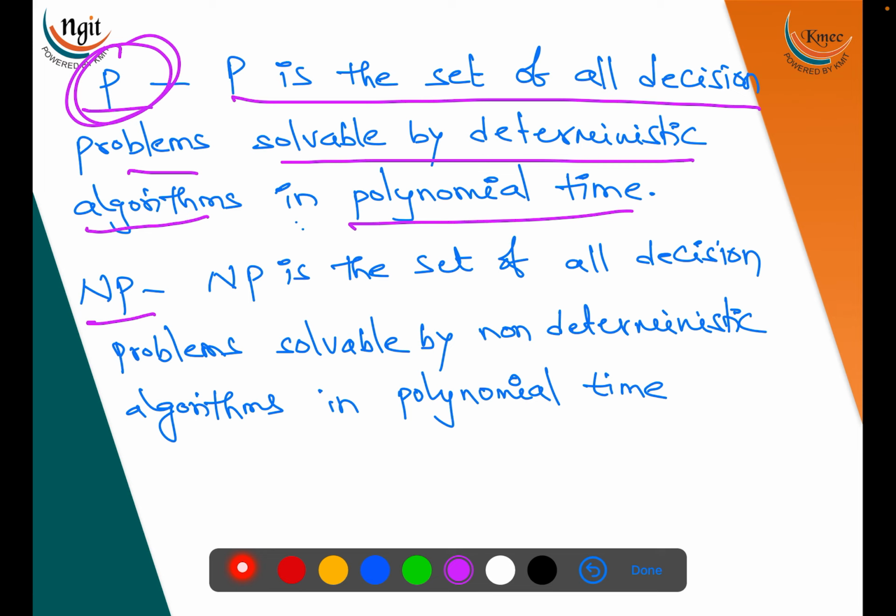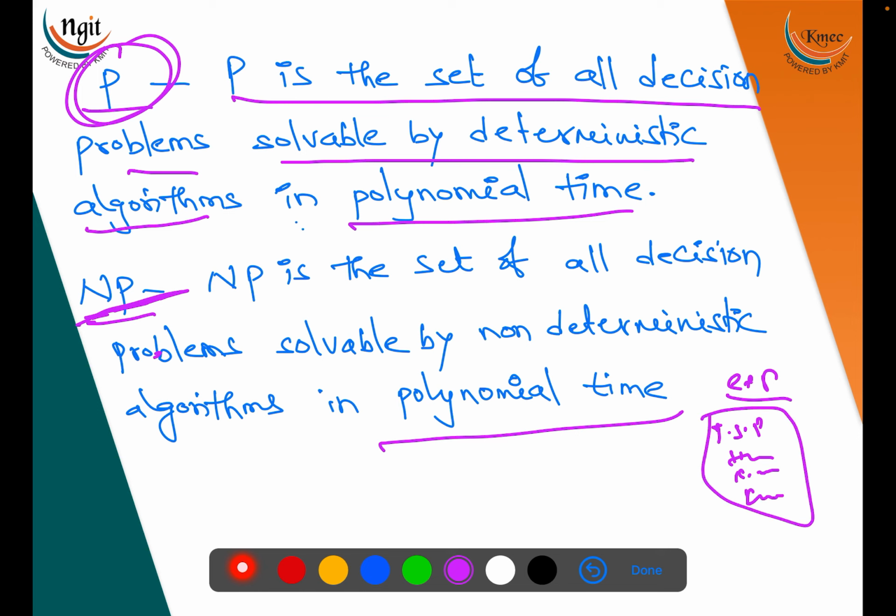And we have the other class, that is the NP class, one more class of algorithm. These algorithms are non-deterministic, but they take polynomial time. We try to write them for these types of problems, which are exponential time algorithms: the traveling salesperson problem, Hamiltonian cycle, knapsack problem, graph coloring. All these algorithms will take exponential time.